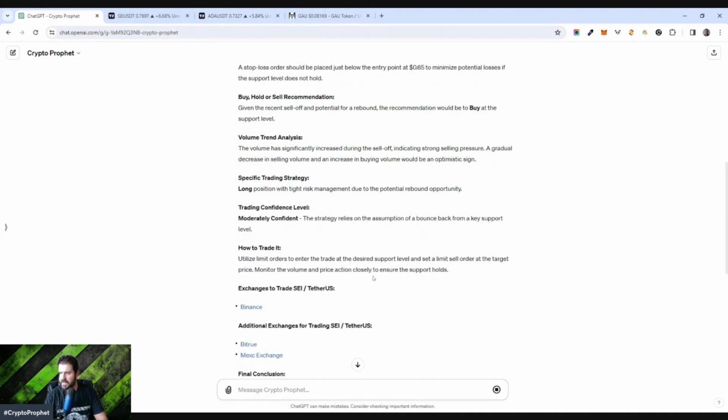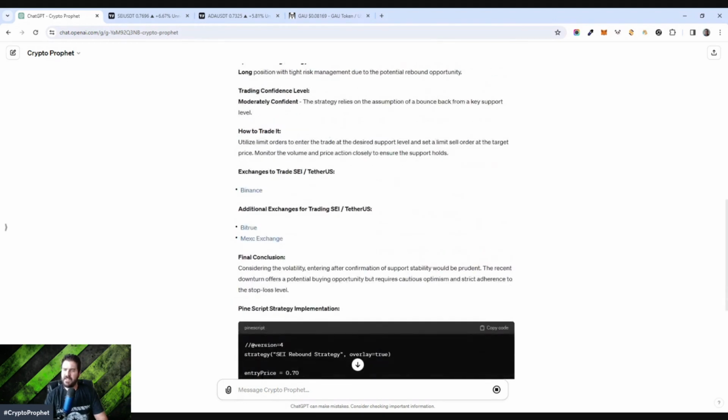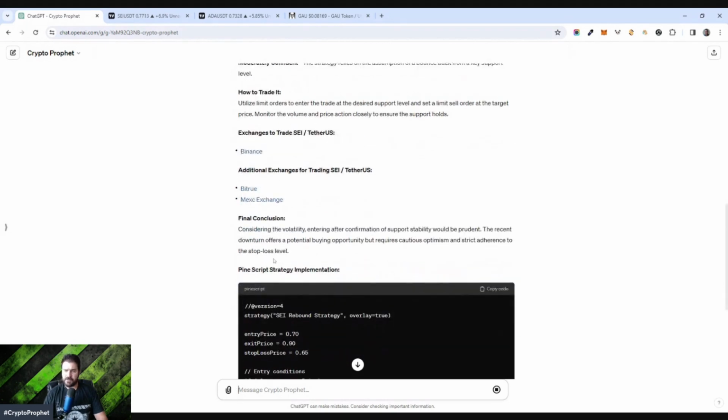Utilize limit orders to enter the trade at the desired support levels, so forth and so on. And then it gives you actual exchanges that you could trade it on. In this case, you could trade, say, on Binance, Bitrue, Mex Exchange. And the final conclusions.